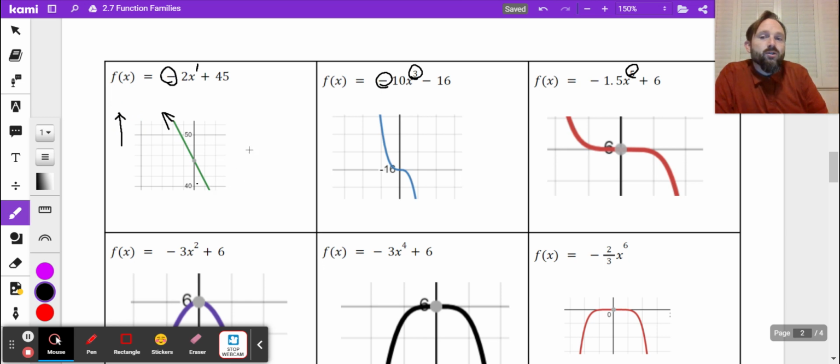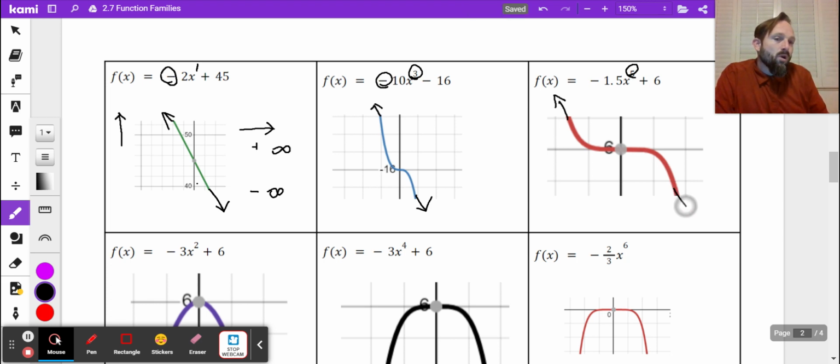As x goes to positive infinity, going to the right, the output is going to go to negative infinity. So same thing applies. As x decreases, y increases. As x increases, y decreases. So the exact opposite. Since this is negative, it flips.